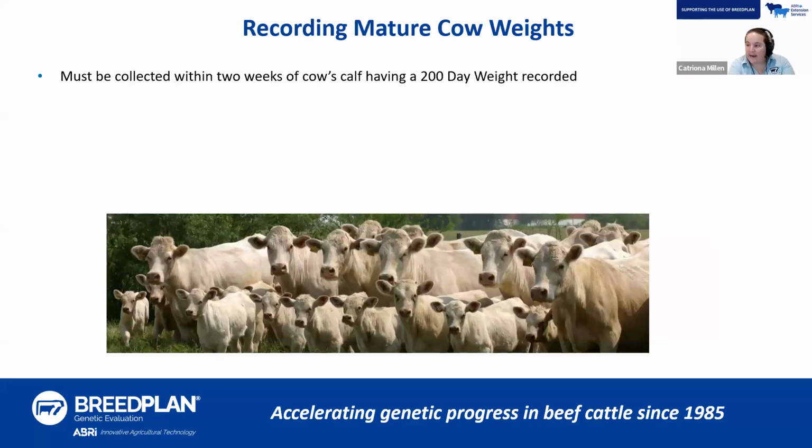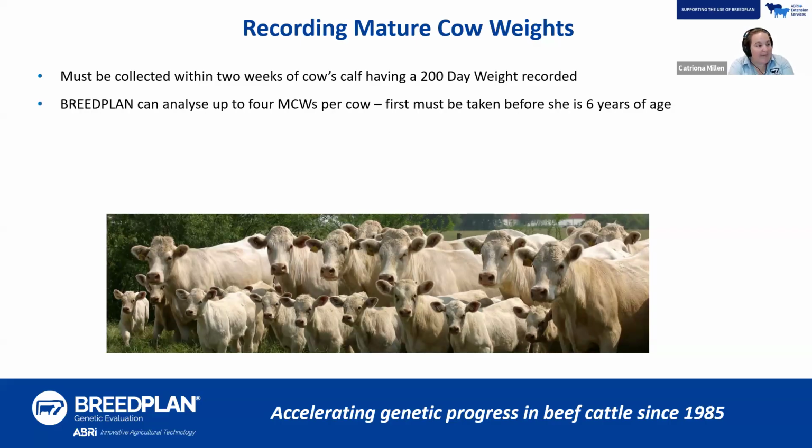And then when we're taking 200-day weights on our calves, this is also a good opportunity to record mature cow weights. So these must be collected within 2 weeks of the cow's calf having a 200-day weight recorded. And we can analyse up to 4 mature cow weights per cow.